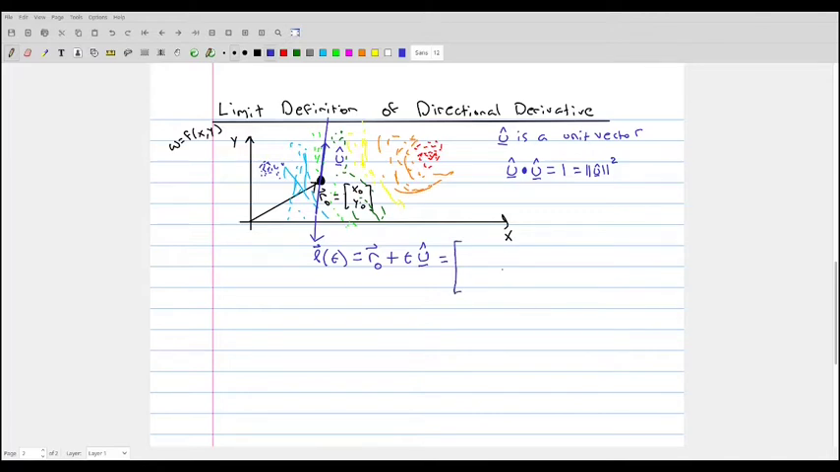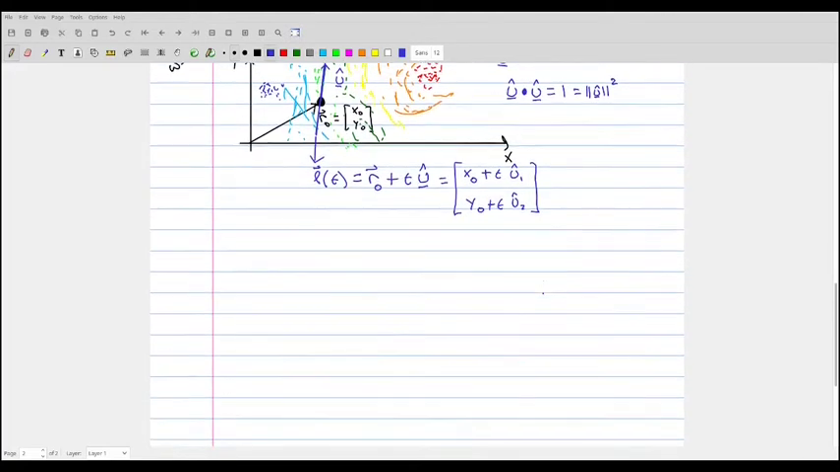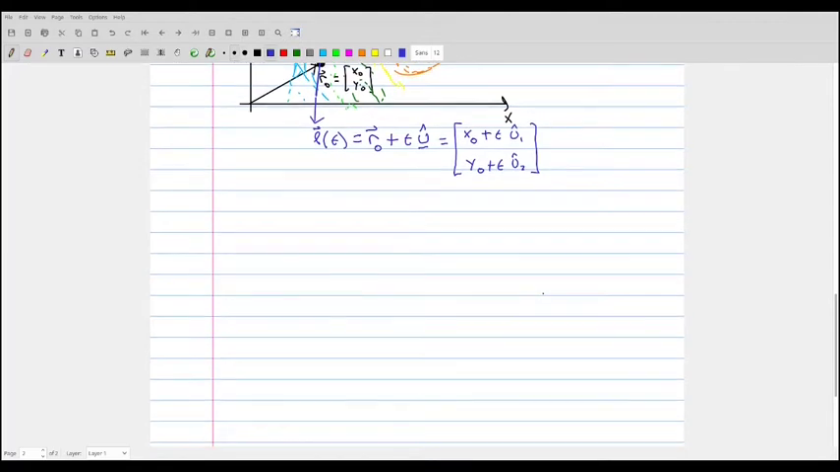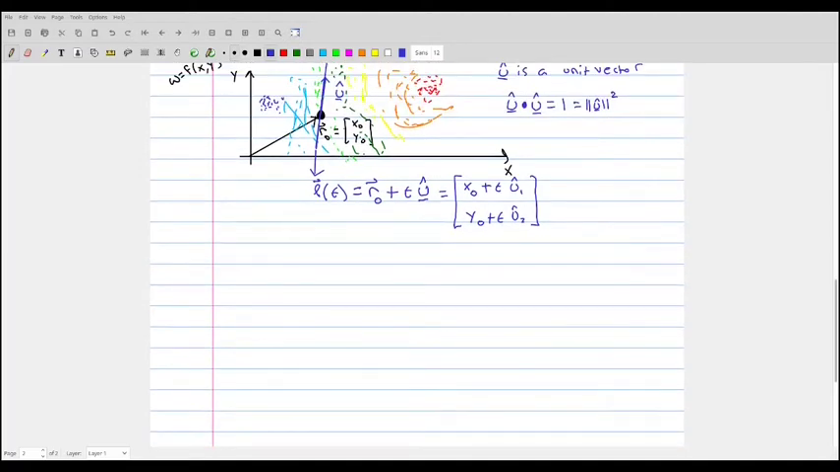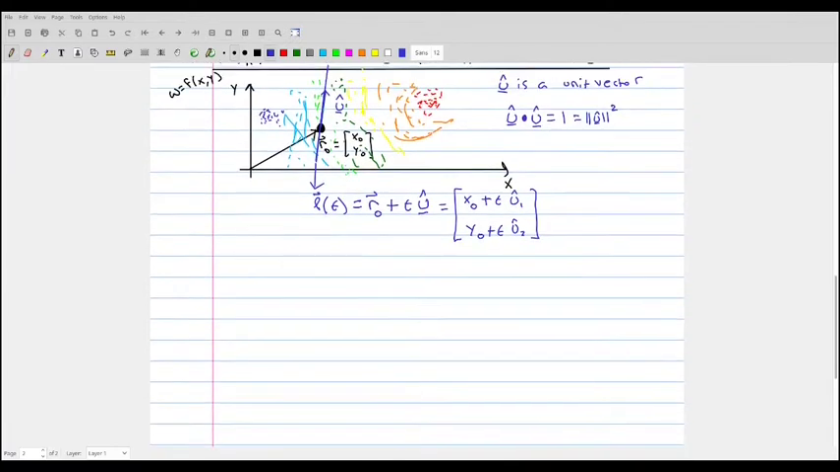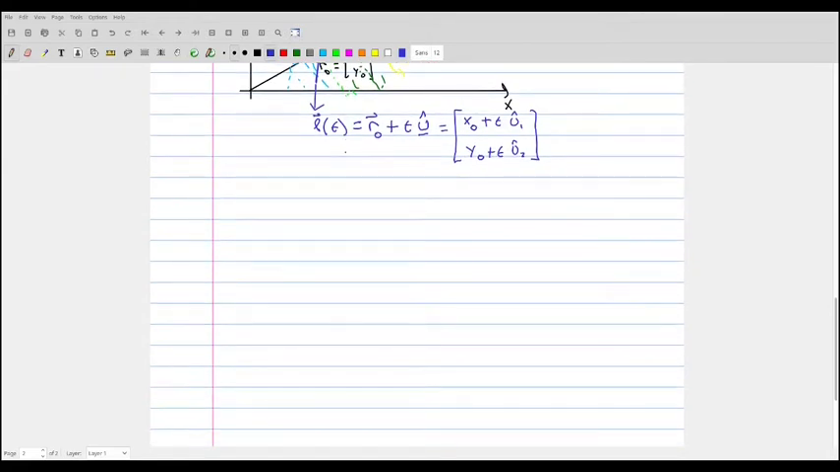So specifically, this gives us that the x coordinate of any point on that line is given by x0 plus t times u1 hat, and then y0 plus t times u2 hat. So this is going to be an important idea when we figure out exactly what the limit definition of the directional derivative is telling us when we write this down. So let's write this down, and we'll interpret this a little bit.